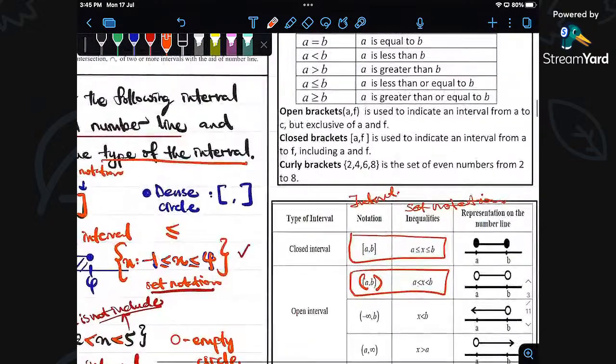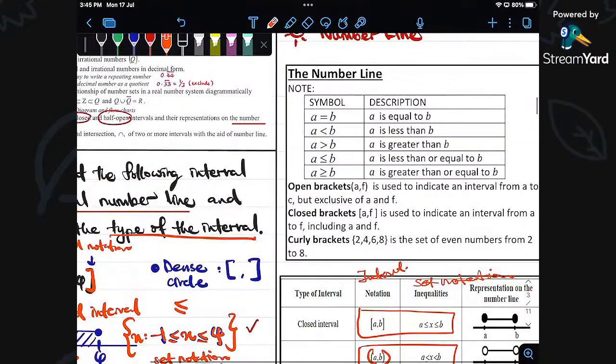So I'm really hoping that you already understand the meaning of less than, greater than, less than or equal, more than, greater than or equal.